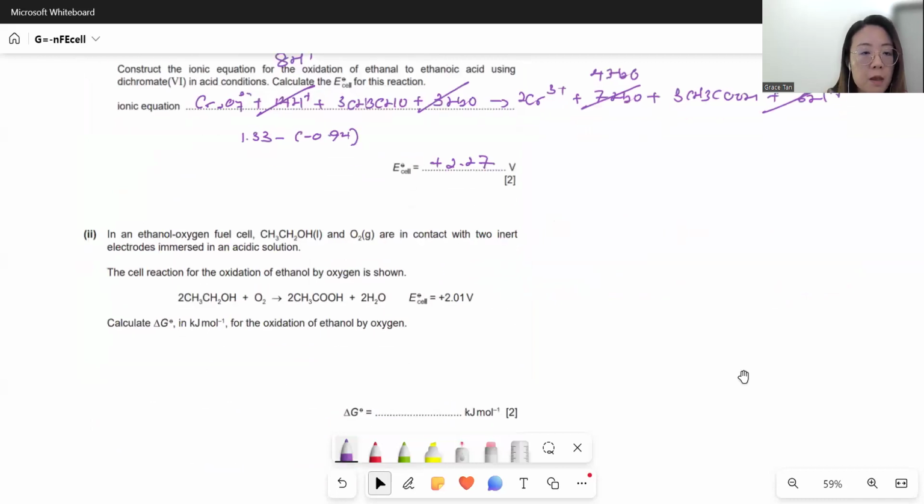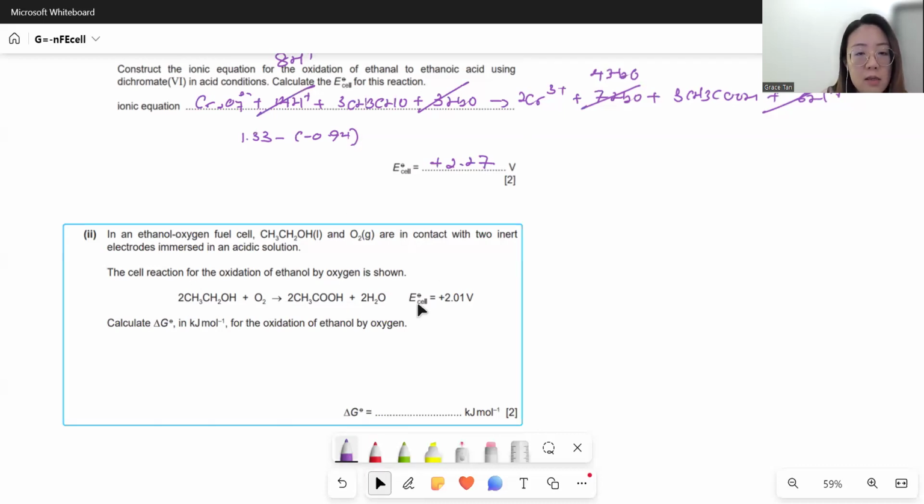Now, next. In an ethanol oxygen fuel cell, the ethanol and oxygen are in contact with 2 inert electrodes immersed in acidic solution. The cell reaction for the oxidation of ethanol by oxygen is shown. So you can see this is an nFEcell. That means it's a complex redox here. It's not a half equation. It's a full balanced redox. Okay, and calculate the delta G.